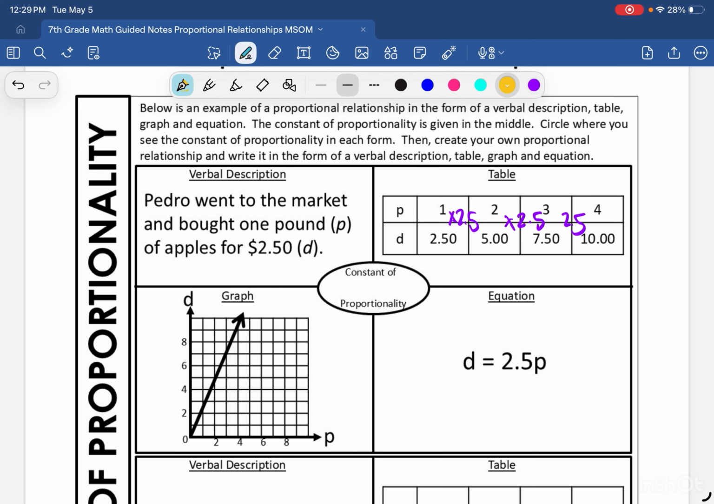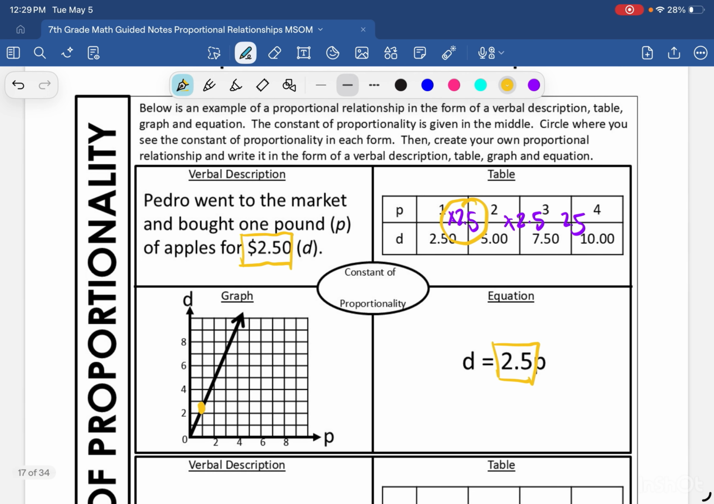So my constant of proportionality is right there in my table. It's right here in my equation. And if I read the verbal description, it says, Pedro went to the market and bought 1 pound of apples for $2.50. So right there is my constant of proportionality. And I can see it in my graph right here. I can see for 1, it is $2.50. For every 1, it's 2.5. So that is my constant of proportionality.